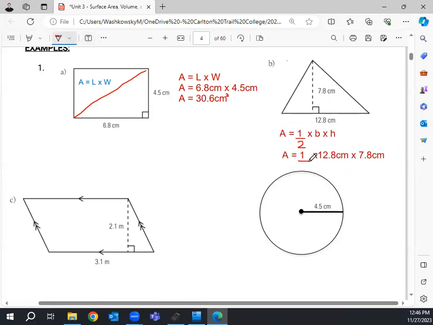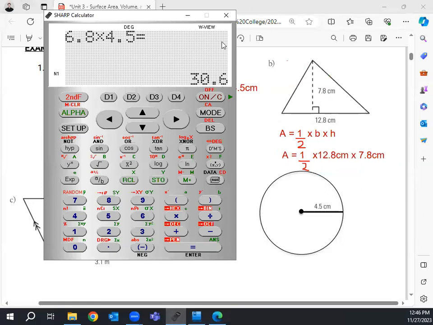It's a half. Then all I'm going to do is I'm just going to take my calculator and just fill those numbers in. And end up getting 49.92.